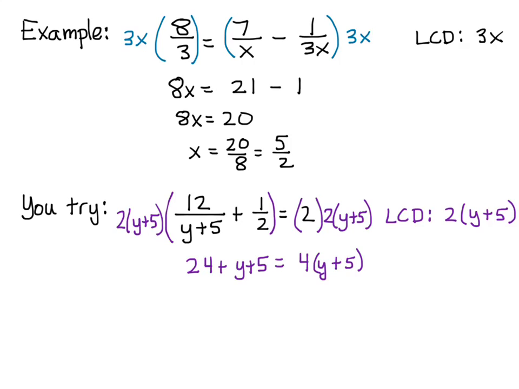Now at this point, what you do is remove your parentheses, you do all your distribution because you don't have any fractions anymore, and you do need to collect all the variable terms on one side and all the constant terms on the other. So from here we simplify both sides. We see that y plus 29 equals 4y plus 20, and so we subtract 20 from both sides and subtract y from both sides, and we get y equals 3.